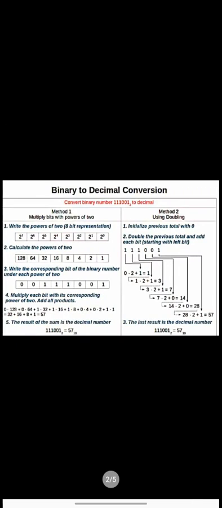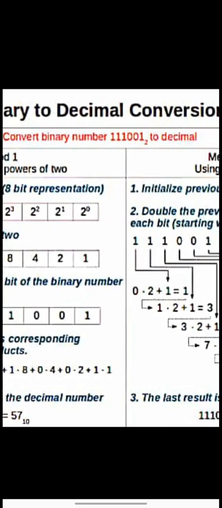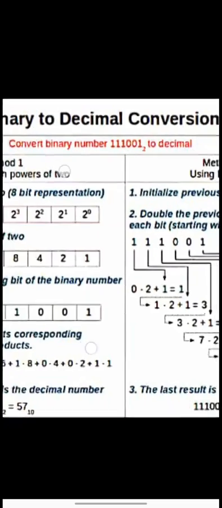Suppose the number given to us, written in red, is 111001. How do we find out this is a binary number? Two factors. First, it has only two digits, 0 and 1, and secondly, it has 2 written in the base. So if the base is 2, the number is binary. Now this binary number has to be converted into a decimal number. So how to do that?